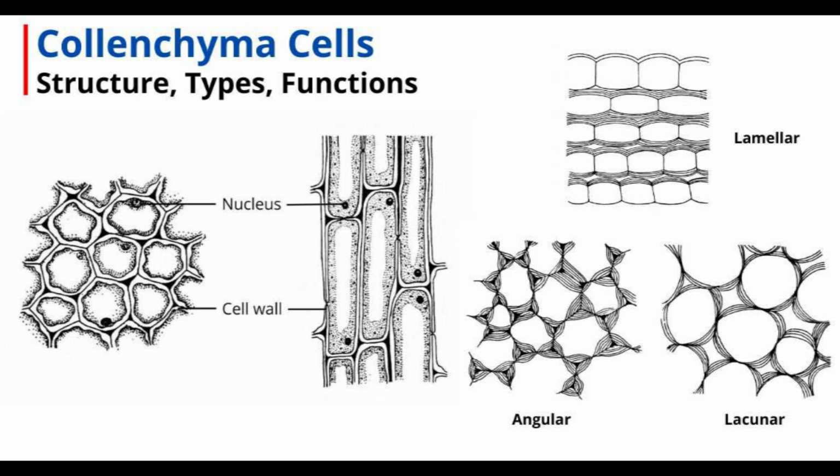Typically, collenchyma is found in separate strands or as a continuous cylinder under the epidermis of the stem and leaf petioles. And it also borders the veins in the leaves of dicotyledonous plants. Depending on the nature of thickenings, collenchyma is classified as angular, thickened at the cell corners, lamellar, uniformly thickened in layers, or lacunar, loose with intercellular spaces.